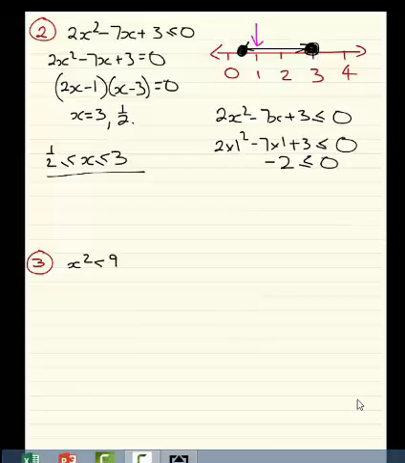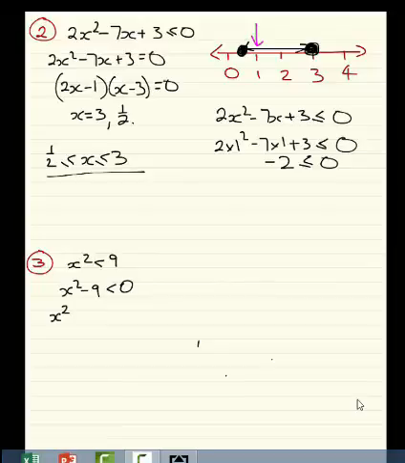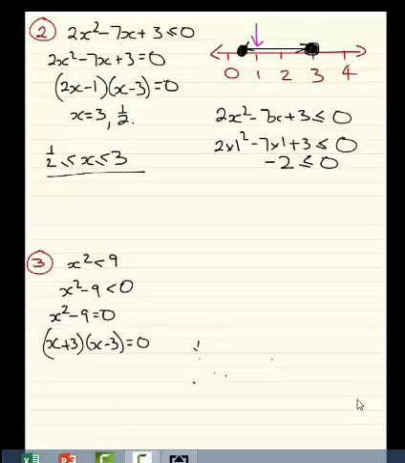So let's have a look at the next one. x squared is less than 9. We can solve it in the same way. We're going to bring our 9 across to the left. x squared minus 9 is less than 0. So we solve x squared minus 9 equal to 0. It's x plus 3, x minus 3 is equal to 0. So that means x is equal to plus or minus 3.